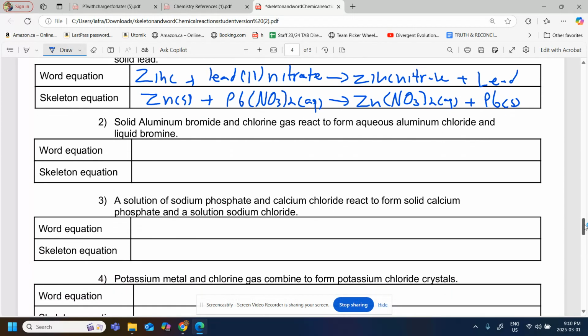Let's try our next one. So aluminum bromide is going to react with chlorine gas. That's our word equation, to make aqueous aluminum chloride. These are our reactants here. Now we're going to have our products, which are going to be aluminum chloride and bromine.